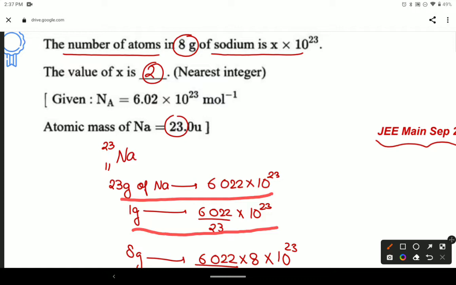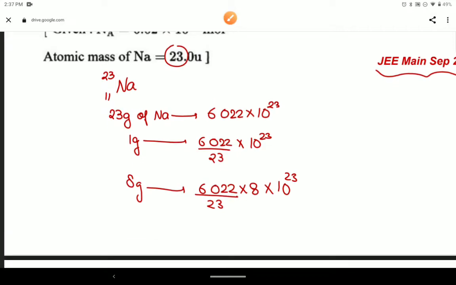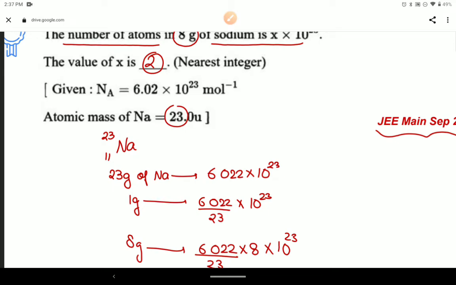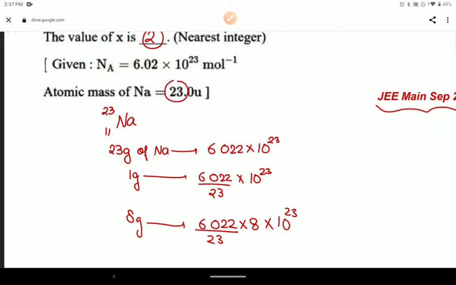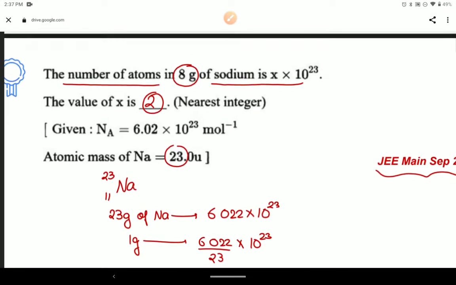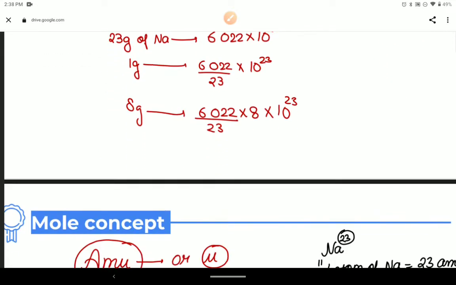Here in the question we were asked about 8 grams of sodium. So 8 grams of sodium contains 6.022 into 10 to the power 23, that is Avogadro number, upon 23 into 8 grams. So these many atoms are present. But here we were asked for the nearest integer. So the value of x will be approximately 48 upon 23, which results in 2. That's how it should be calculated, because we are asked to find the nearest integer. So this is the answer for this question.